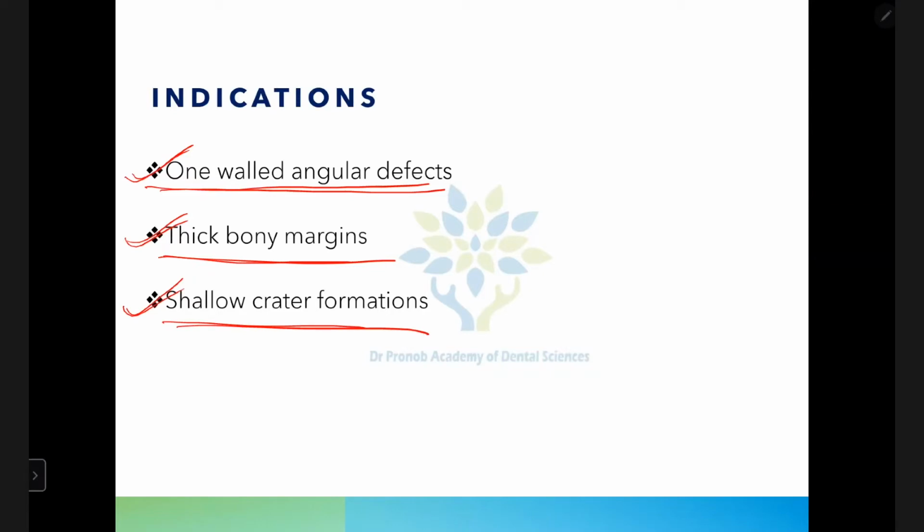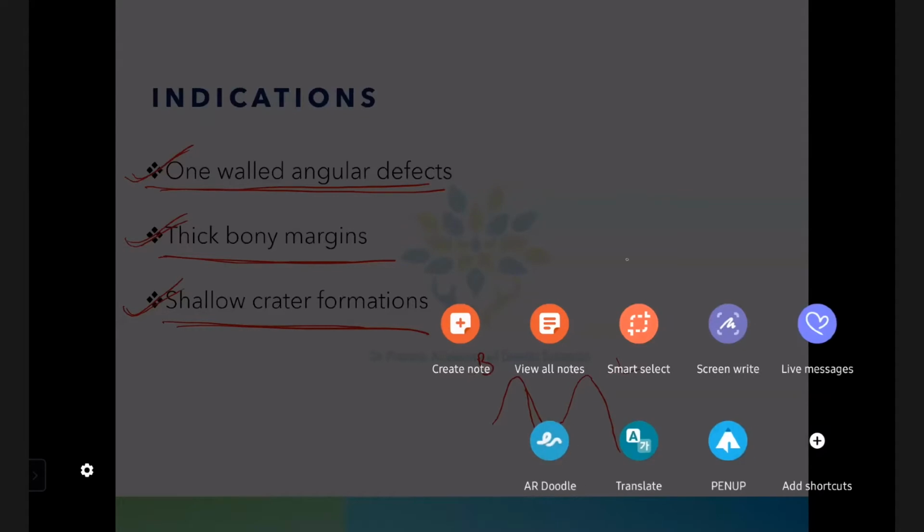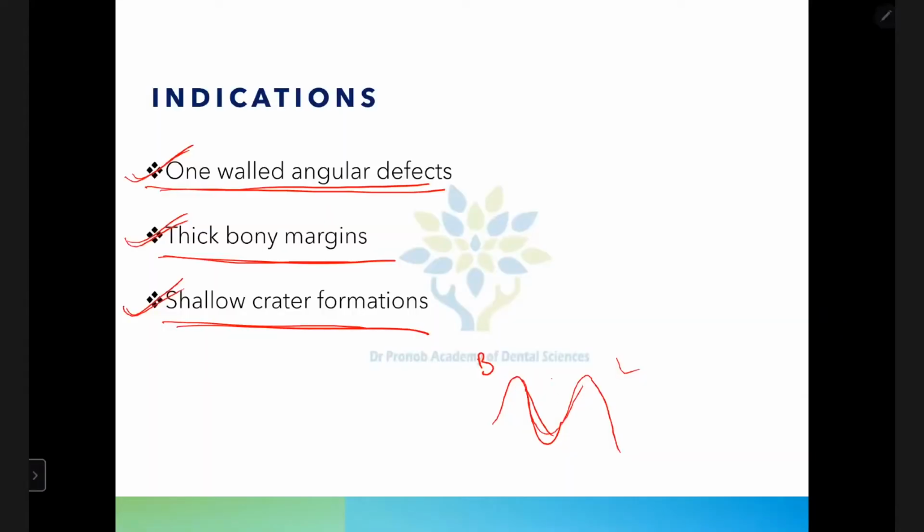Now, what are craters? I have already explained this. If there is buccal and lingual bone and in between there is loss of bone, interproximally there is bone loss, but the buccal and lingual bone walls are intact. So this is called a crater. In case of shallow crater formations also, we need to go with the resective osseous surgery.